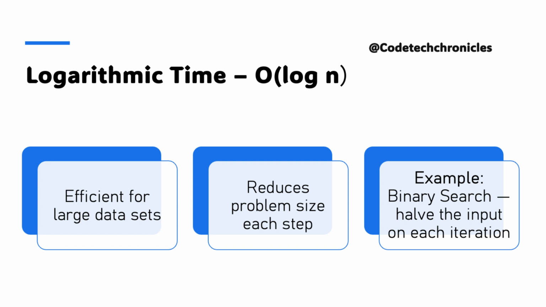For example, if you are searching through a sorted array with 1000 elements, instead of 1000 steps, you only need about 10. Why does it matter? Algorithms that reduce the problem size with each step are incredibly powerful. They are the backbone of divide and conquer techniques.